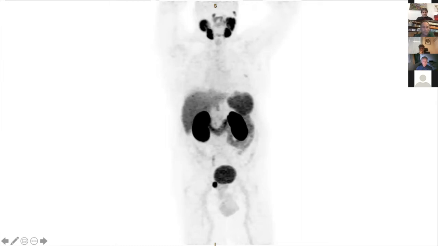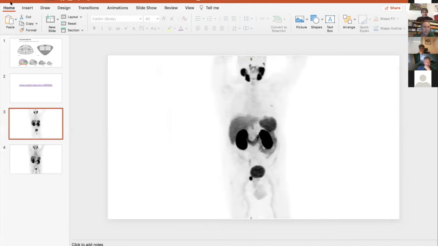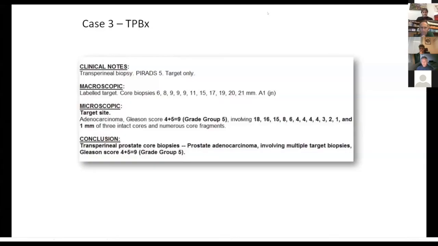So basically, despite that equivocal node on MRI, there was no such evidence of avidity within any nodes on the PSMA PET scan. So I went ahead and did a radical prostatectomy, including a lymph node dissection. So Andrew, have you got the... Yep. So that was the biopsy results.